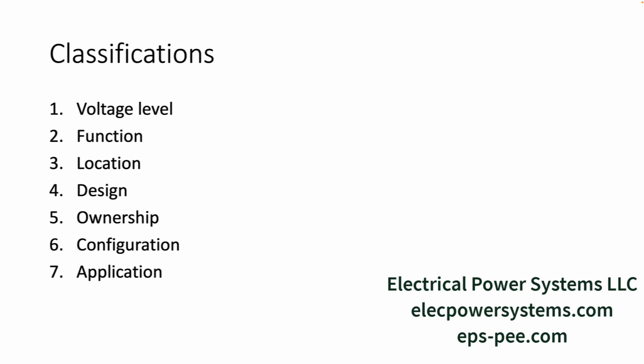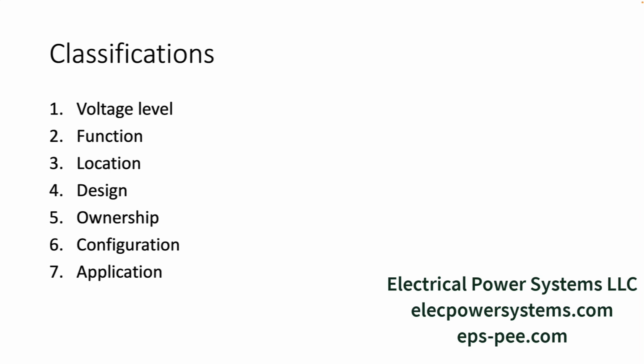Location. Substations can also be classified based on their location in the electrical grid. A primary substation, for example, is one that is located at the beginning of a transmission line and receives power directly from a power plant or other generation source. A secondary substation, on the other hand, is one that is located downstream of a primary substation and receives power from the transmission system.